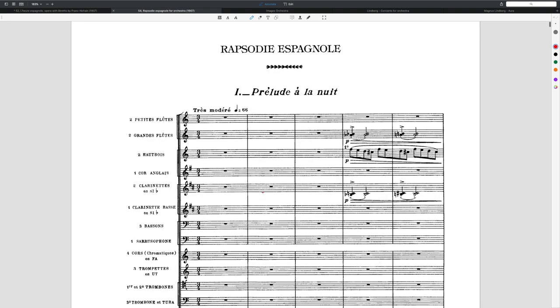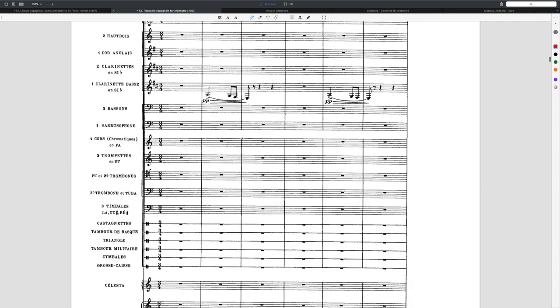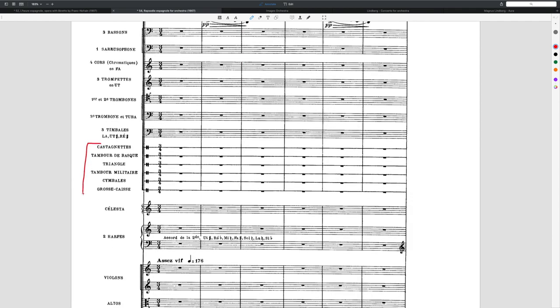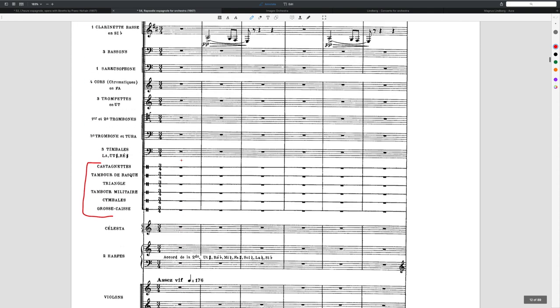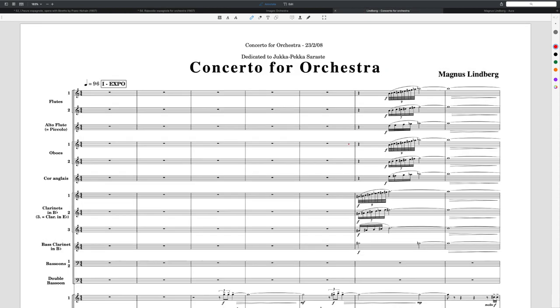Another example, also by Ravel, and in the second movement, multiple instruments, and each of them has its own one-line staff because they are one-line instruments. If you use multiple instruments of the same family, if you use two tom-toms, for example, then I recommend to use a staff with two lines. If you use three cymbals, for example, I recommend to use a staff with three lines and use only the lines, not the space between them. So, that was an example from the past.